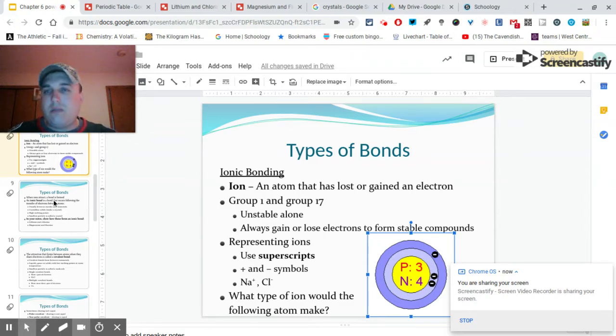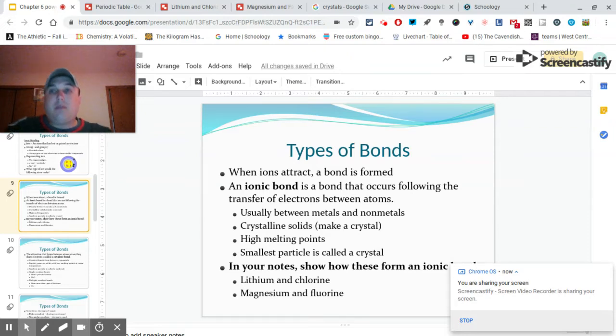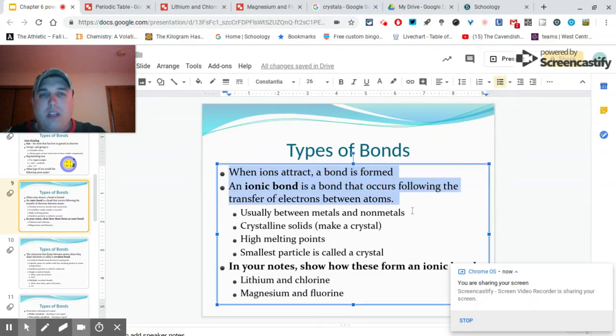That's an important thing to know. So let's get into what happens with ions. Okay, when ions attract, a bond is formed. I want you to pause the video now, write down the first 2 bullets here. Ready, set, go. Okay, so you have that written down. So when ions attract, a bond is formed, and that bond is called an ionic bond. An ionic bond is formed following the transfer of electrons between atoms. Keyword transfer, underline that. It's an important word, transfer. When electrons are transferred, it's an ionic bond.